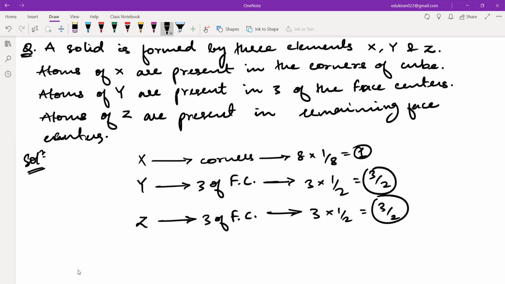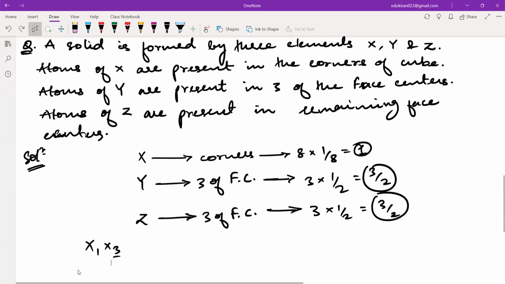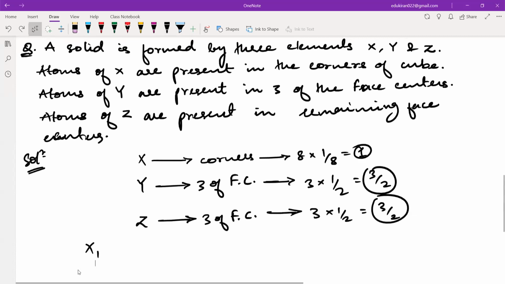So now you have got X is 1, Y is 3 by 2, and Z is also 3 by 2. But we never write the formula like this. Yes or no? Correct? So what we will do, we'll multiply 2 on all of these.